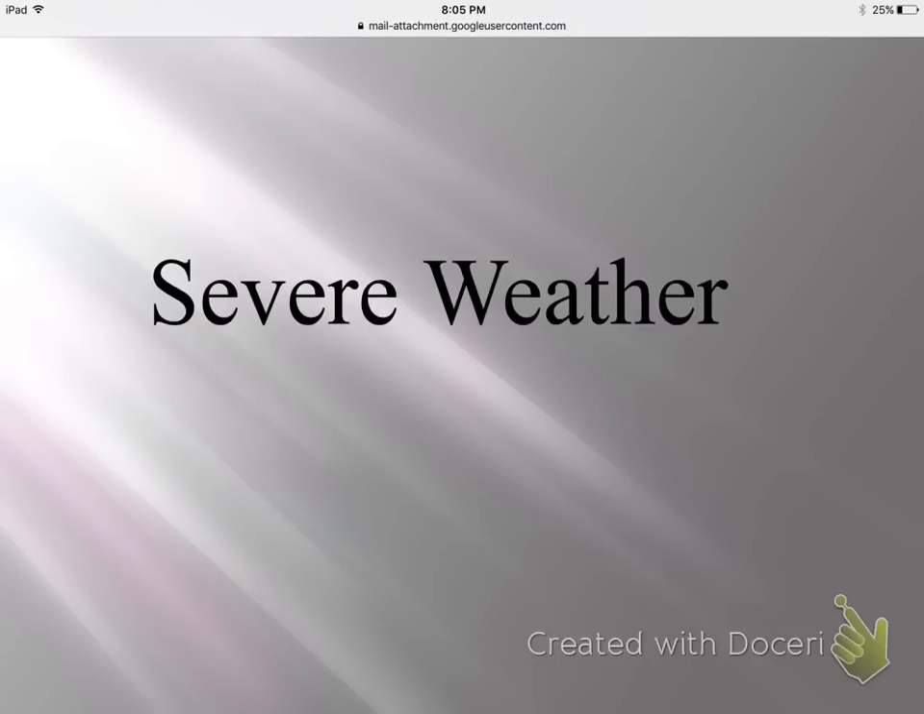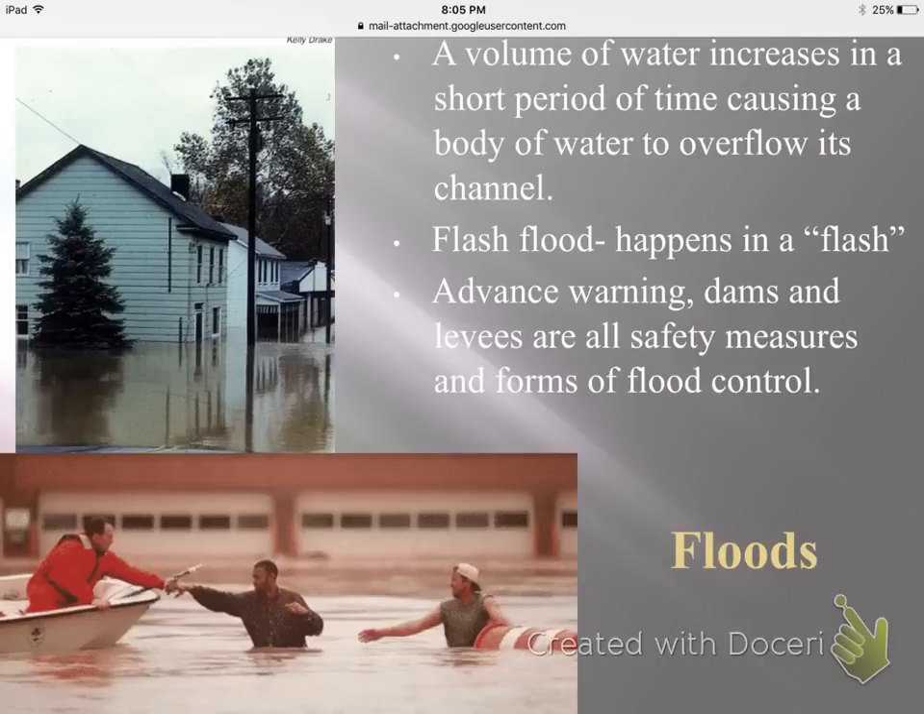So let's talk about all the different types of bad weather that there are. The first type we're going to cover is floods. A flood occurs whenever we have a lot of rain. Okay, so the volume of water is going to be increasing in a short period of time. The soil is not going to be able to hold any more of the water, which is going to cause a bunch of standing water. It's going to cause bodies of water to overflow, dams to break, okay?